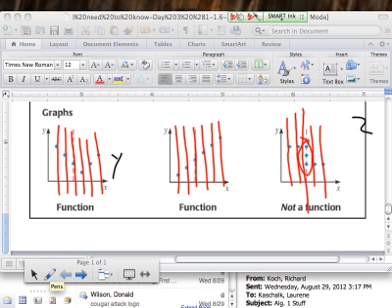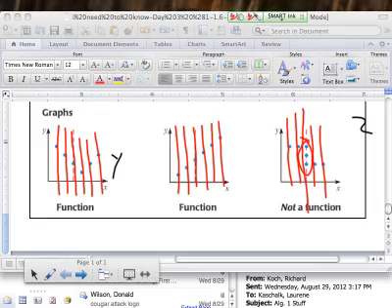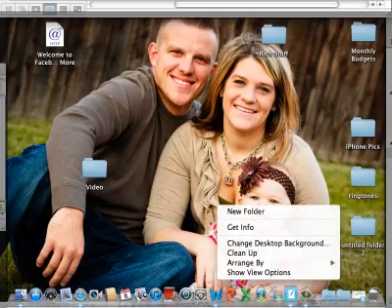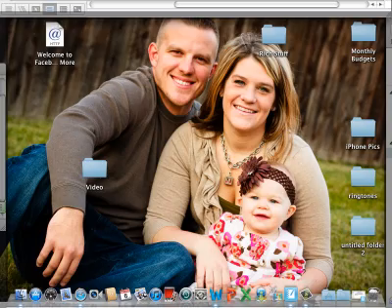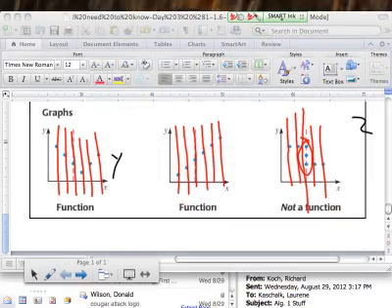So again, the idea behind today is to become familiar with terminology: function, domain, range, independent variable, dependent variable, relation. Then also understand how to go from a table to a graph, from a graph to a table to a rule, and finally determine whether or not something represents a function based on the table and/or the graph. As always, bring any questions that you have to class tomorrow, and we will go from there.